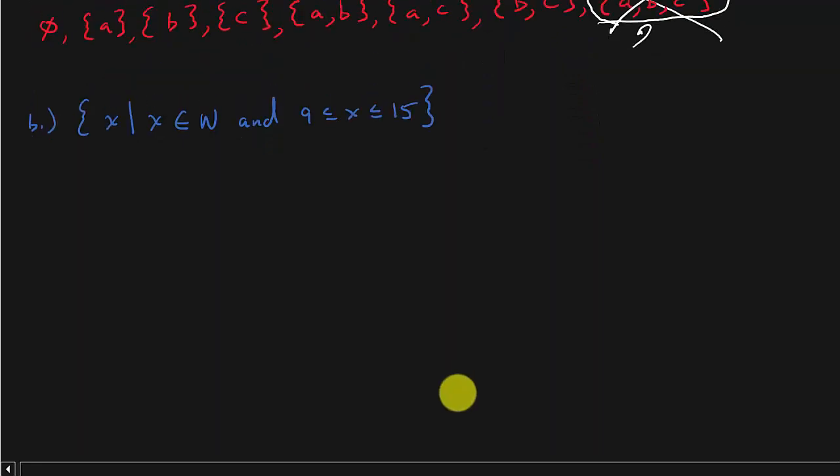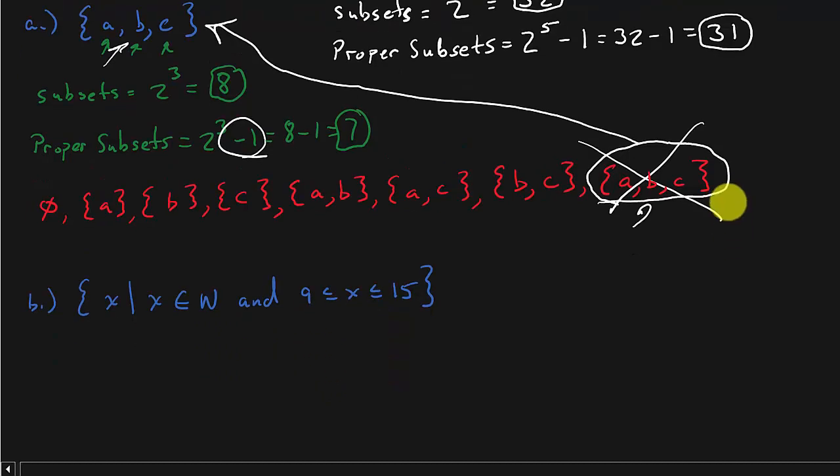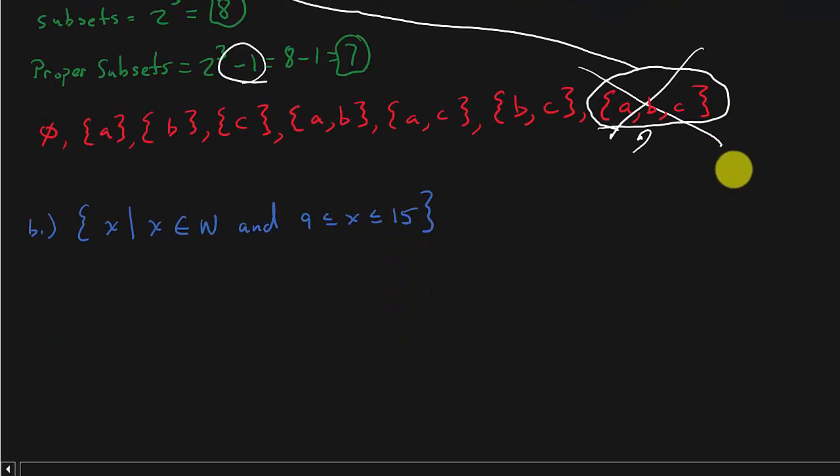Oh, that's the last problem. This one is. All right. So what about the set of all x such that x is an element of the natural numbers and x is between 9 and 15? All right. So we need to see how many numbers are between 9 and 15. And notice with these inequalities, we are including the 9 and the 15 because it's less than or equal to.